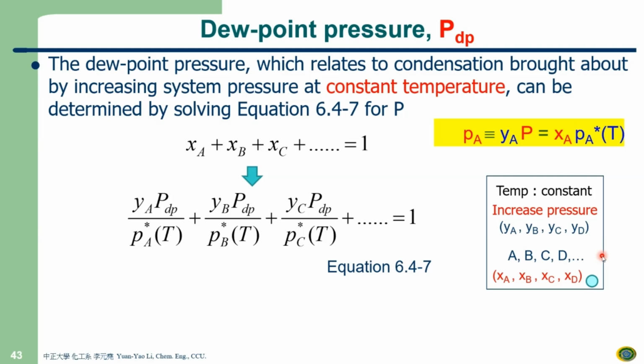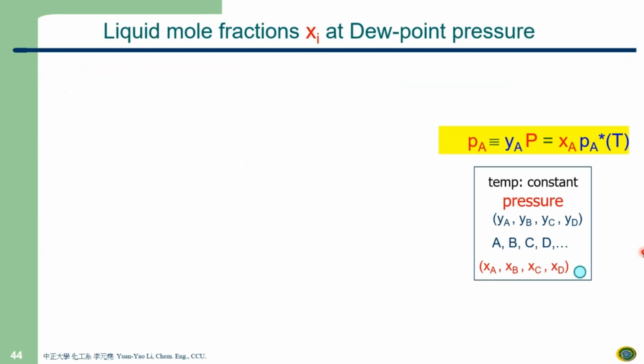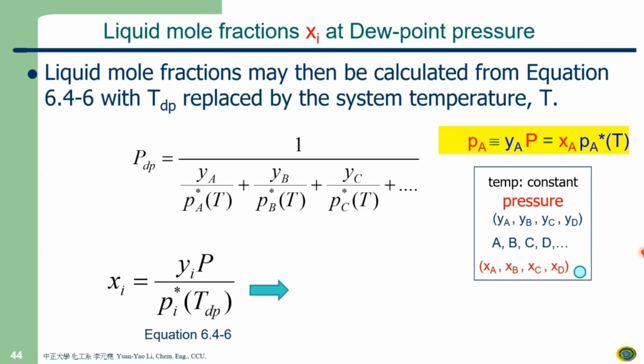So getting the dew point pressure is easy, but it's not easy to get the dew point temperature because you need to use the trial and error method. Please do the practice by yourself. We are going to have an example soon. Once you get the pressure and you want to get the mole fraction, it is easy because you know this, you know this, you know this.